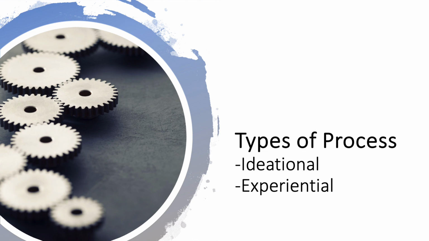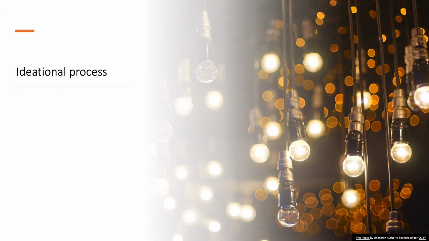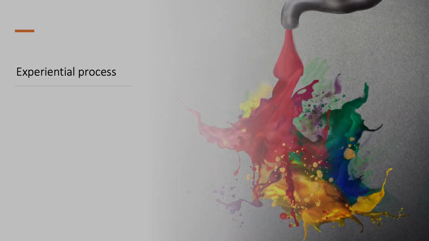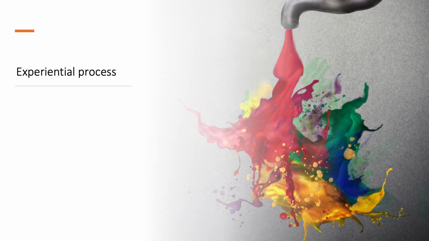The first type of process is called ideational process. In the image here, you can see there are a bunch of light bulbs. Now, light bulbs are often used, we know, to depict ideas. That's what ideational process is all about. It's the steps that a person can take to generate ideas, to come up with ideas, and subsequently to develop those ideas. In this way, the desired outcome of ideational process is to have a creative idea to produce or to implement.